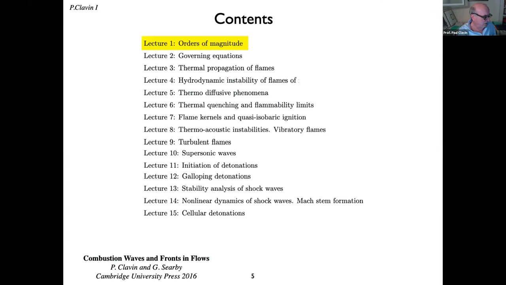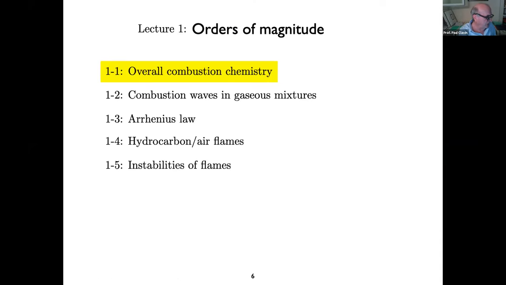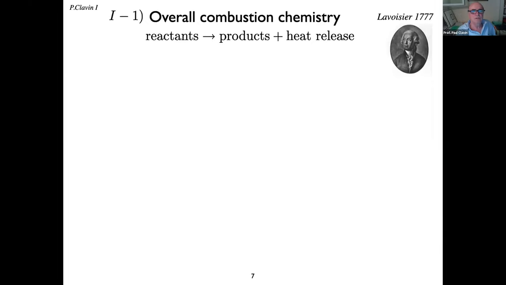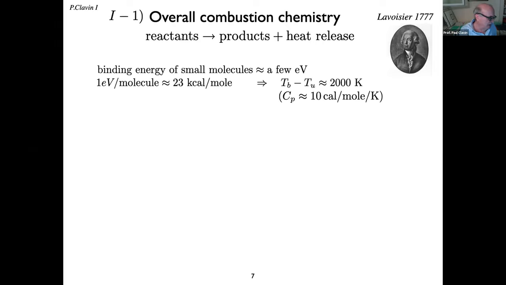Let me start with a very simple consideration, or simple background, essentially concerning orders of magnitude. Let's begin with the overall combustion chemistry. Combustion was, let's say, understood really by Lavoisier at the end of the 18th century, as a chemical reaction between reactants, an oxidant and a fuel, producing products plus heat release.